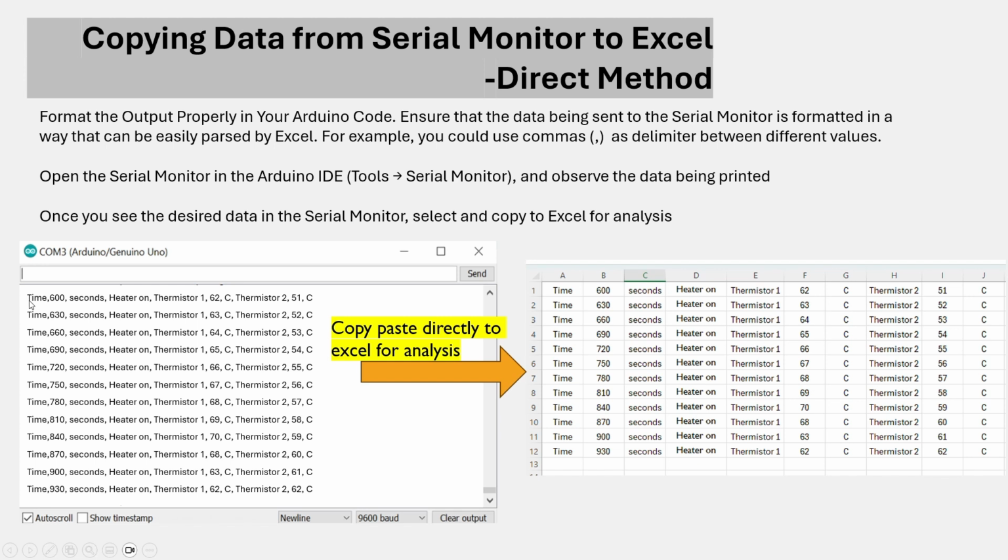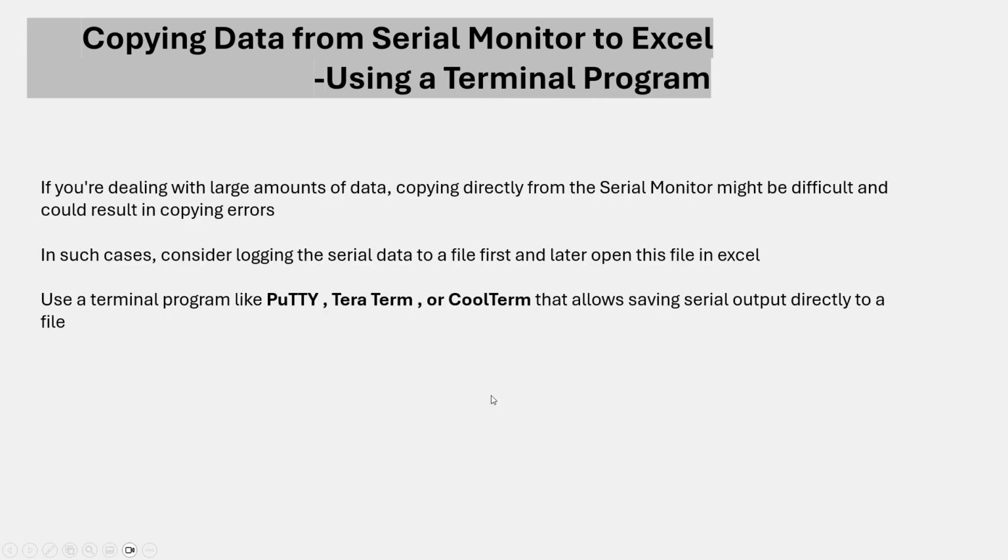I've heard about problems where people can only copy what's on the monitor at that time. It misses a lot of data from the past. If you're facing that kind of issue, you might need to use a terminal program that copies data from the serial monitor and creates a new file. There are third-party software like PuTTY, Teraterm, and CoolTerm that people use widely to do this, and it's very easy.